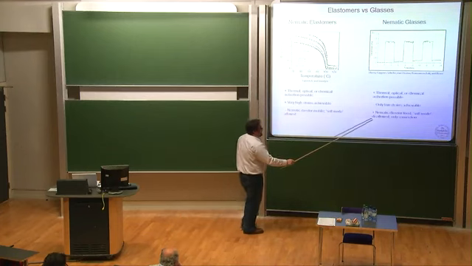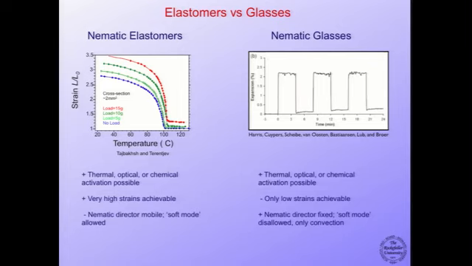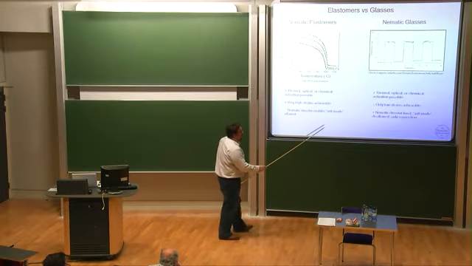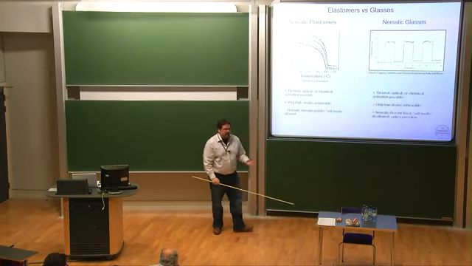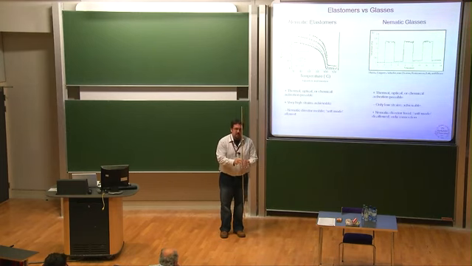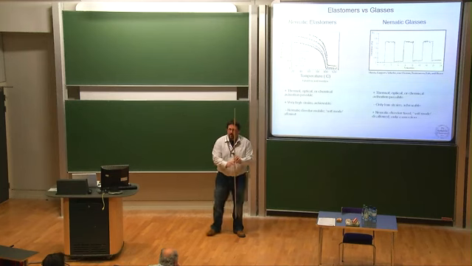On the glasses, on the other hand, you get the opposite of those things. You get lower strains. This early experiment on glasses from the Brewer group was cycling at 2% strain, but you can get up to around 5%. And the benefit, though, is that if you wanted to write in a director pattern, it would stay there. You don't have a soft mode. The matrix constrains the free rotation of the director.